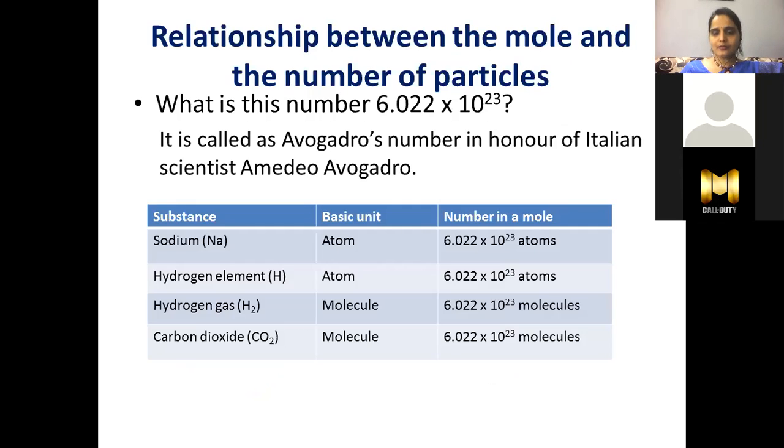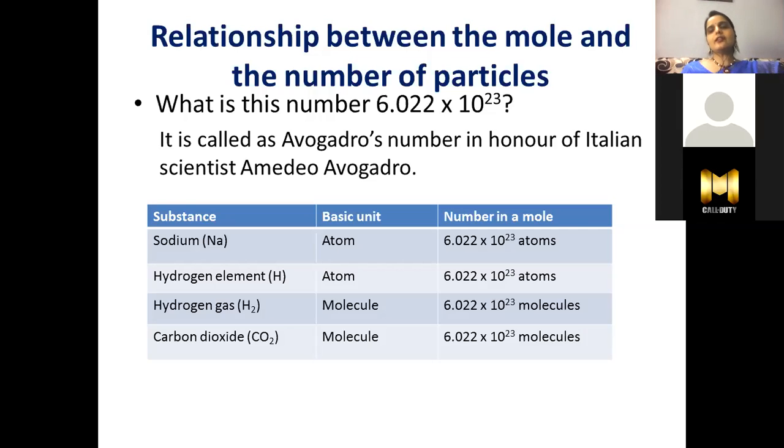Who is this Avogadro? He was an Italian scientist. The number has been named in his honor. Even he was not aware that this number has been named after him. He had already passed away, and after him, a French scientist named this particular number Avogadro's number. So just an interesting trivia about Avogadro.